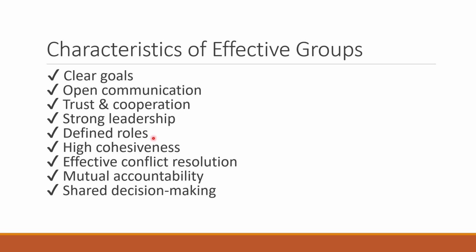The first characteristic is that the goals are very, very clear. Members understand what the group wants to achieve. For example, in a sales team, the monthly revenue target is very, very clear to them. Next is open communication, where members express their ideas freely and also listen to each other. Then there is trust and cooperation, where members trust each other's ability and also support one another.